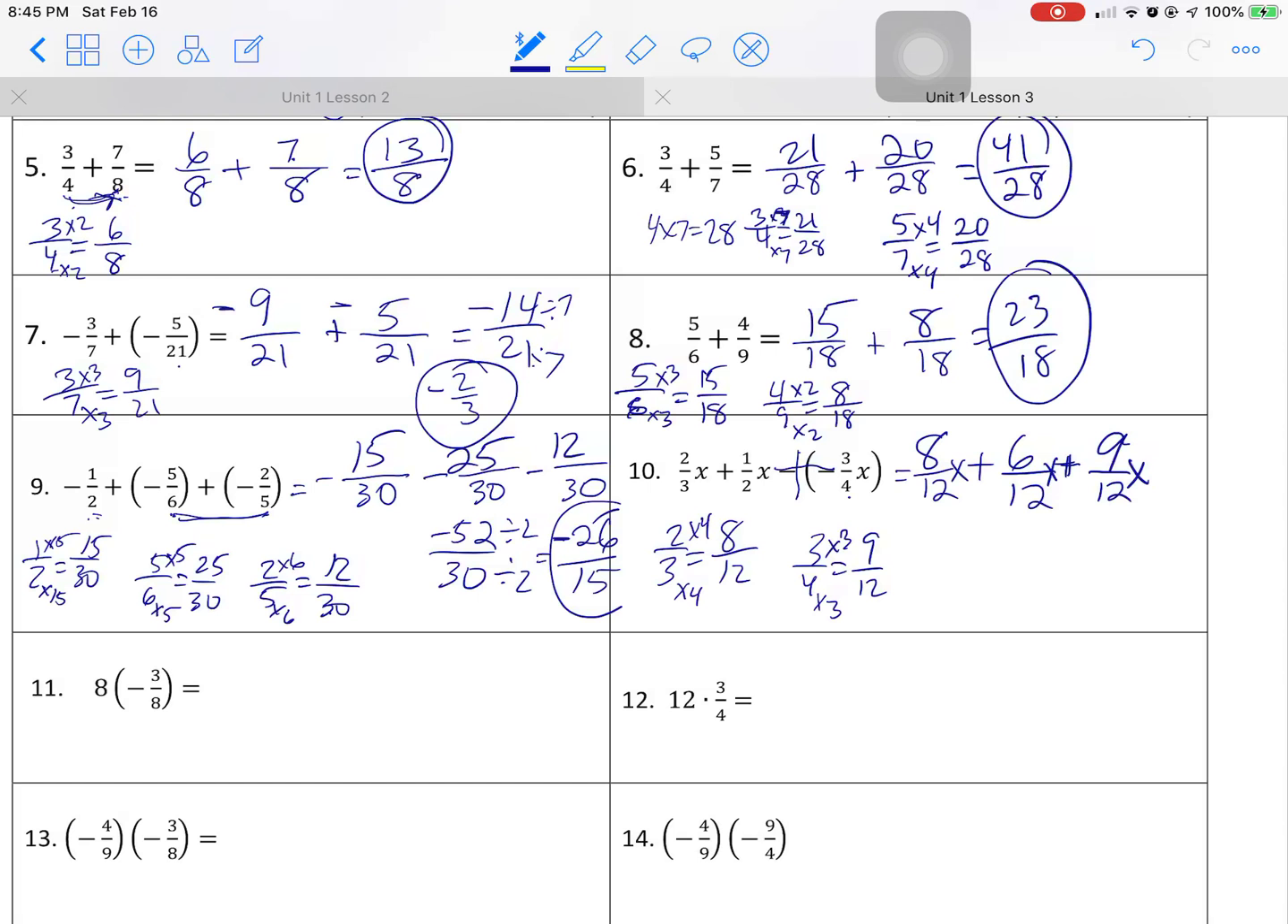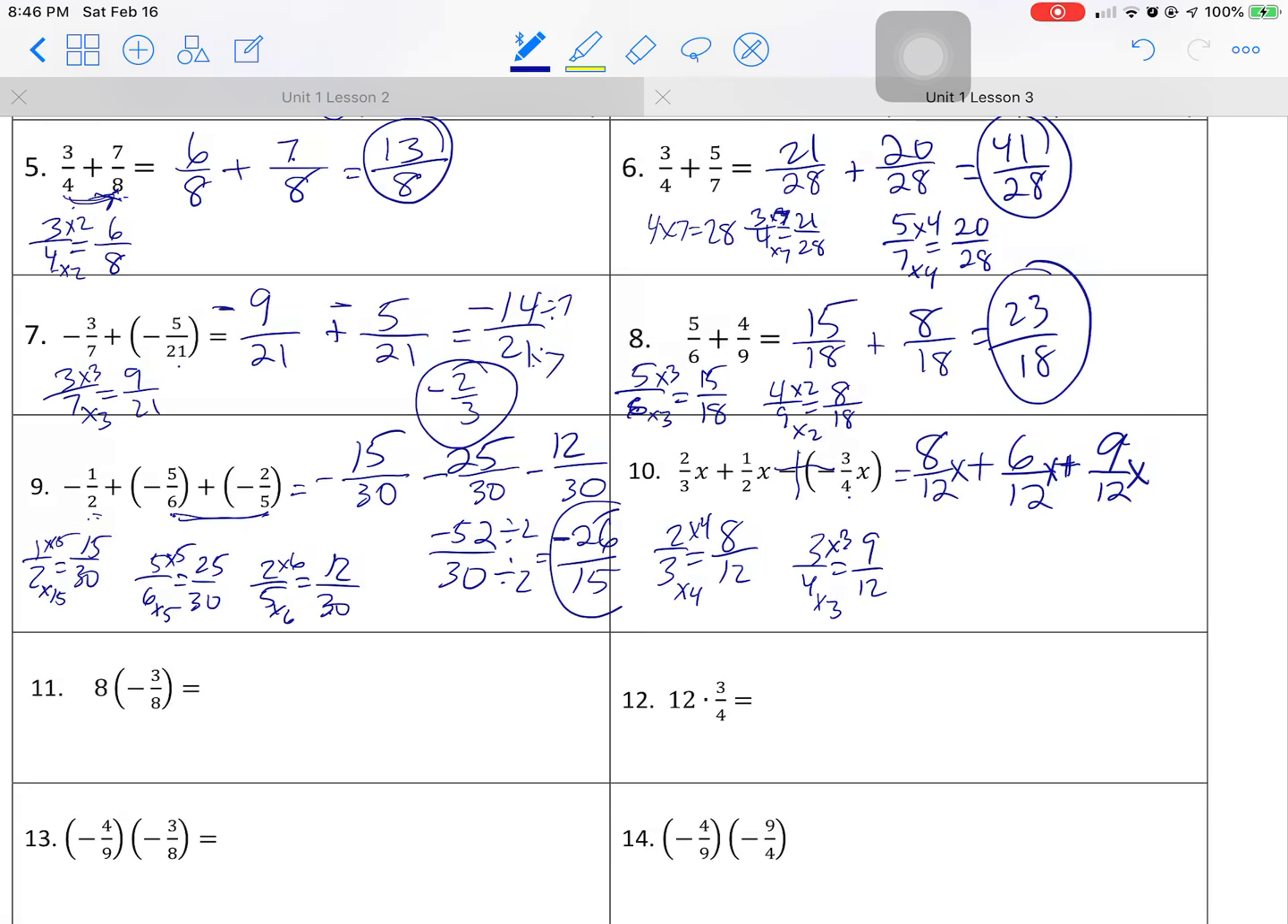On the key I used 24. That is not their LCD. So what happens when you use a different LCD? I used a 24 on the key instead of a 12. It still is going to work out. I just needed to reduce my answer at the end. So have no fear. If you end up doing that, it can be fixed at the end.